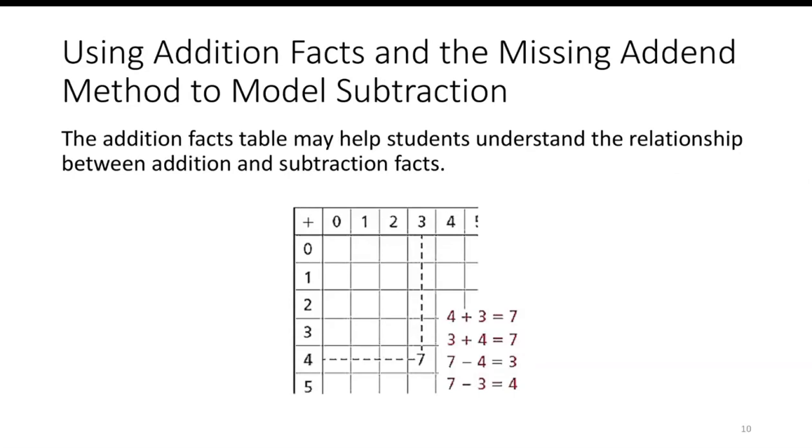Addition facts can be used to show the missing addend method. So if you know that 3 plus 4 is 7, we can ask, 4 plus what is 7? 3 plus what is 7? Or any other facts you want. You can use the addition facts table to help reinforce the missing addend method.